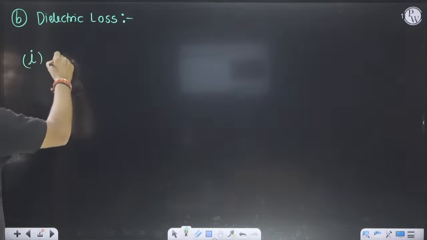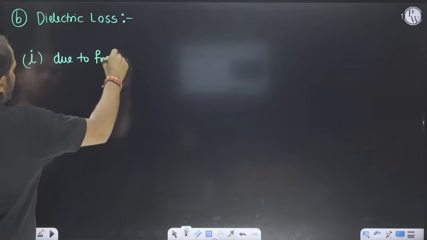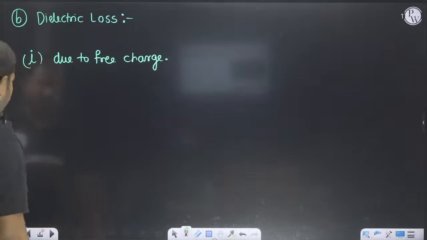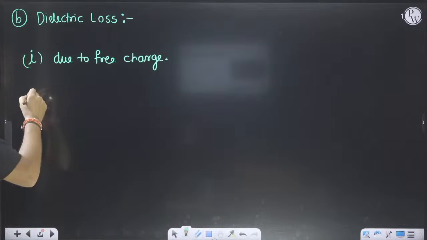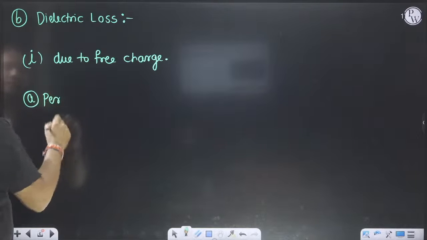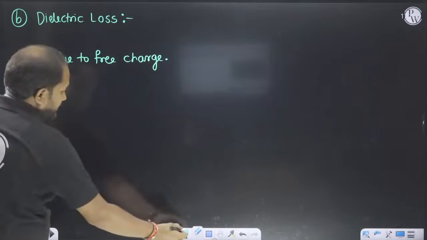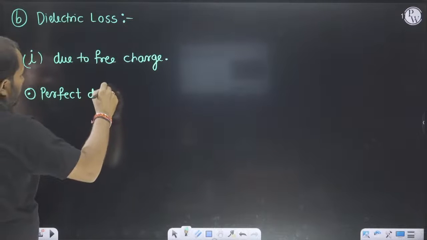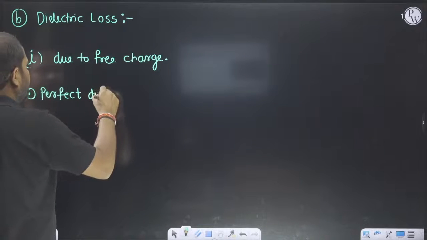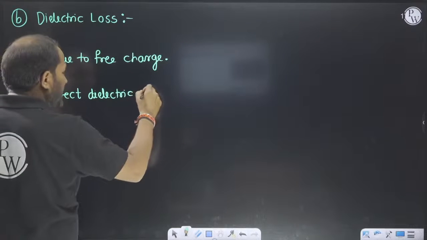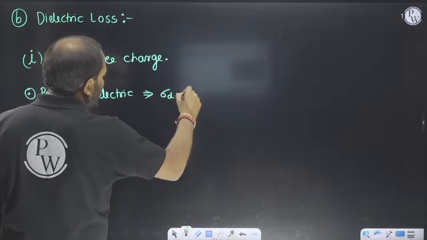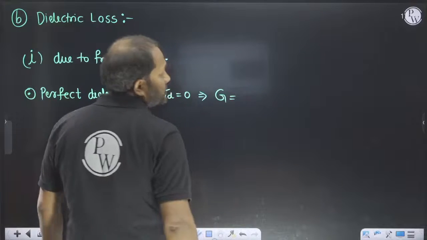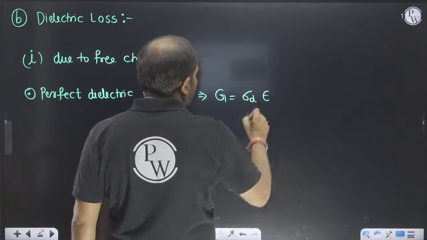First, due to free charge particles. How will it create loss? I will tell you how it is creating loss. So I am taking a perfect dielectric. For a perfect dielectric, the conductivity is very low, so there is no loss due to conductance.